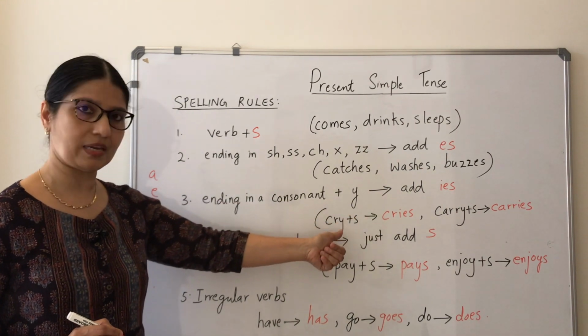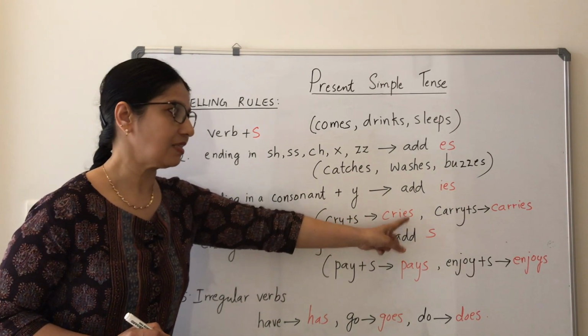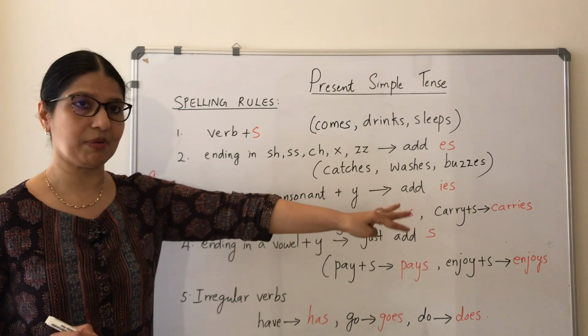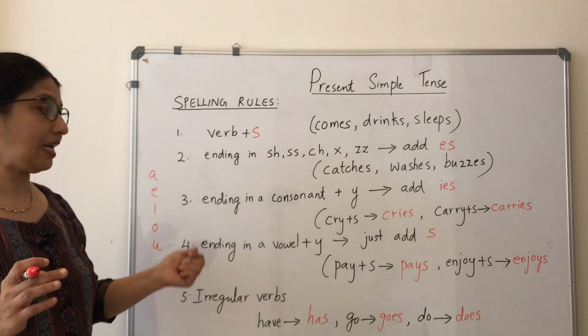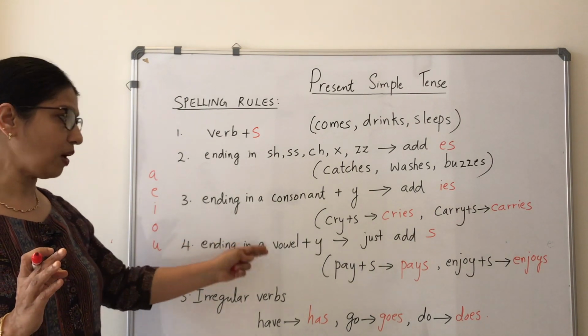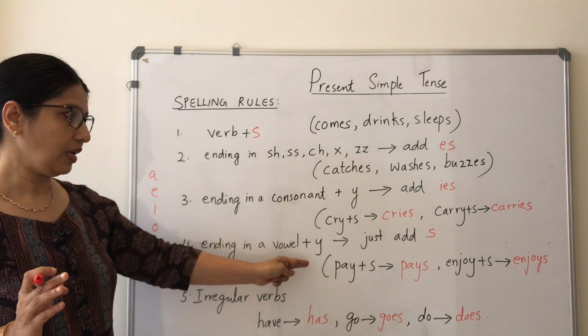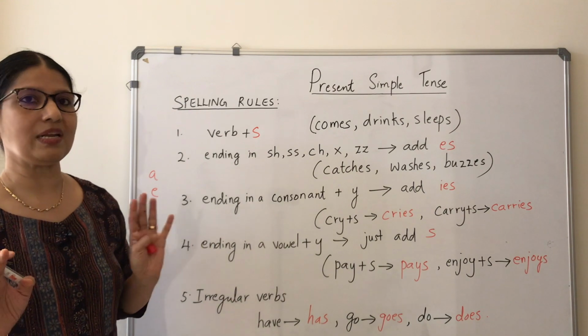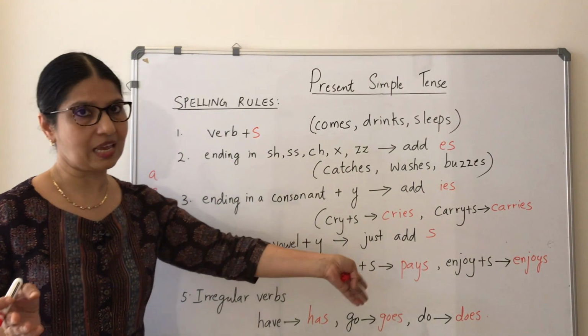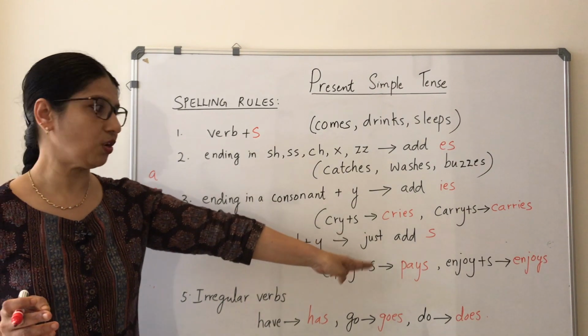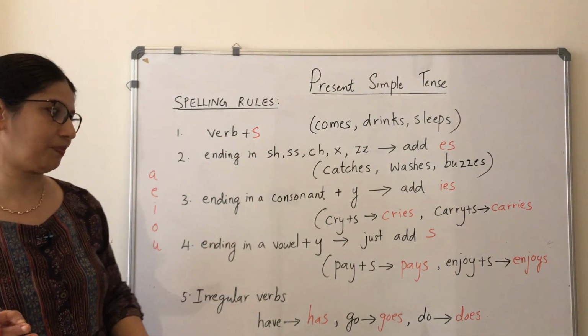You remove the Y and you add IES. The same happens with carry. It becomes carries with IES at the end. But when a verb ends with a vowel and Y, you have to add only S. So pay becomes pays, say becomes says, enjoy becomes enjoys, and so on.